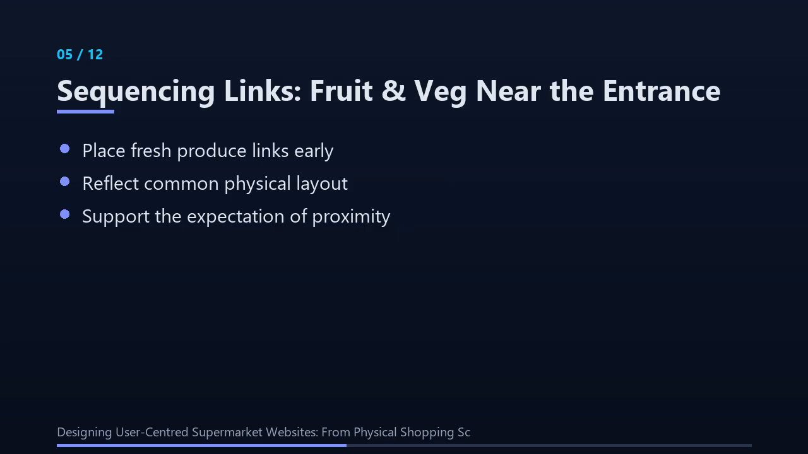Research shows that shoppers anticipate fresh produce near the store entrance, so the website should mirror that arrangement. By positioning the fruit and vegetables link at the top of the navigation bar, we reinforce the mental map that users already hold. This placement also guides new shoppers toward the first logical step in their script, checking the produce section before moving on to other aisles.